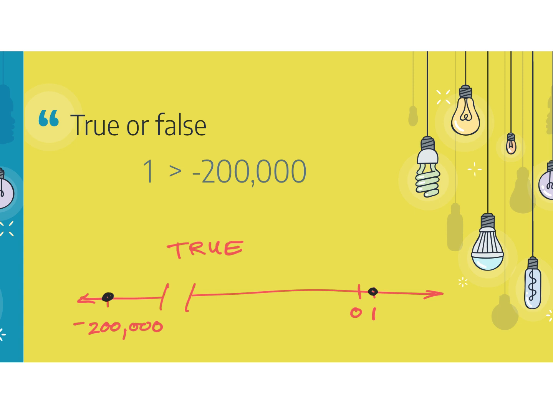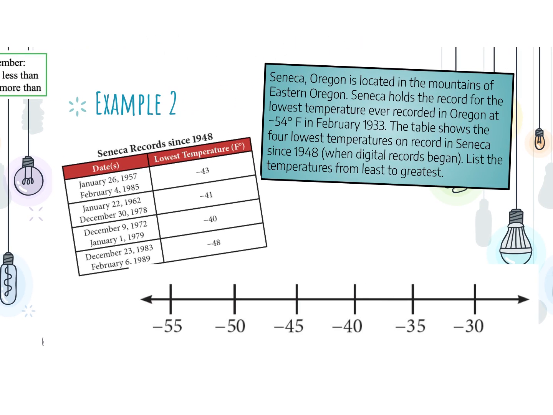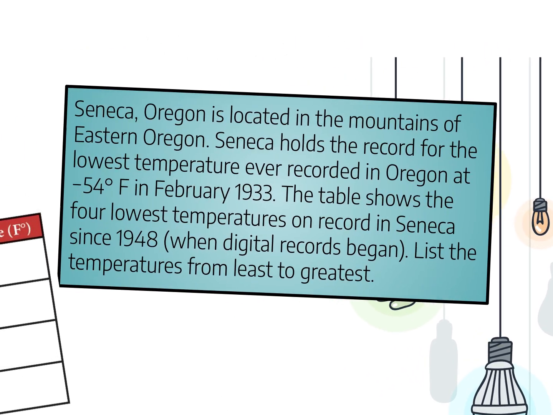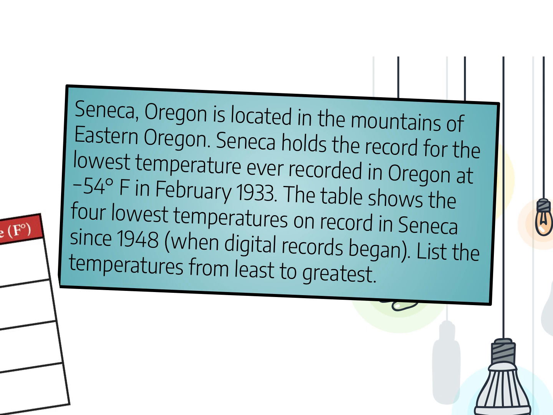This is true. Let's move to the final example, example 2, and it gives us a little bit of history. It says, Seneca, Oregon is located in the mountains of eastern Oregon. Seneca holds the record for the lowest temperature ever recorded in Oregon at negative 54 degrees Fahrenheit in February of 1933. The table shows the 4 lowest temperatures on record in Seneca since 1948, so over a decade later, when digital records began. List the temperatures from least to greatest.